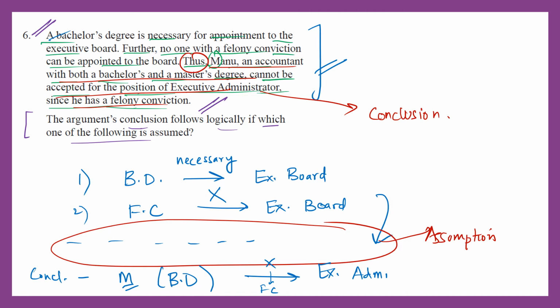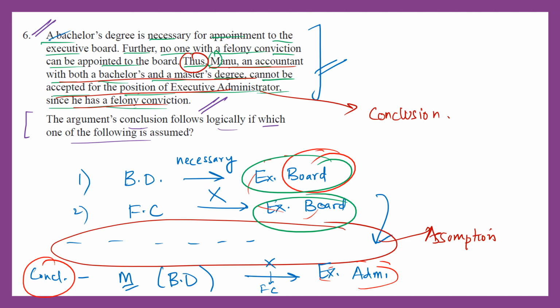Now, what you can see here is something that you might have overlooked otherwise. The premise talks about executive board, and the conclusion talks about executive administrator. The felony conviction rule is for the board. Nothing here actually says that it is for executive administrator. So the assumption is something that connects executive board to executive administrator. Now let's go and pick the option that does that.